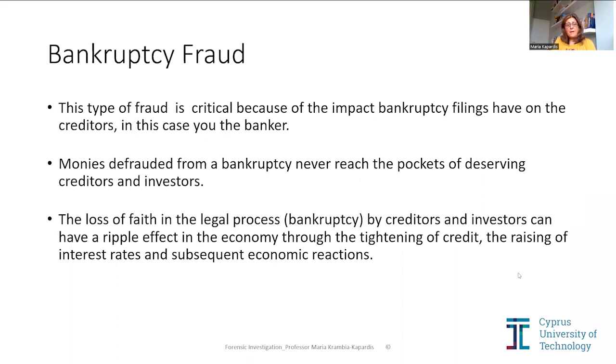Bankruptcy fraud. This type of fraud is critical because of the impact bankruptcy filings have on the creditors, in this case, you, the banker. Monies defrauded from a bankruptcy never reach the pockets of deserving creditors and investors. Now, the loss of faith in the legal process of bankruptcy by creditors and investors can have a ripple effect in the economy through the tightening of credit, the rising of interest rates, and the subsequent economic reactions.